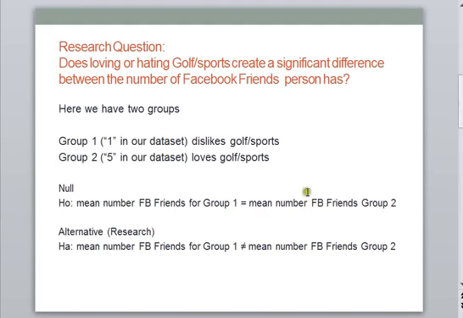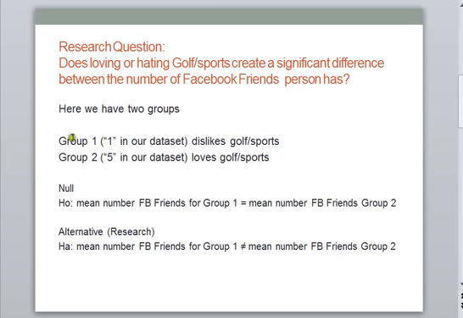Remember, the null hypothesis always has the equal sign. It's the status quo, and it assumes that there's no significant difference between your two research groups. My alternative or research hypothesis, HA, is that there is a difference. That the mean number of Facebook friends for my first group, the people who don't like sports, is actually not going to be the same as my mean number of Facebook friends for the people who do like sports. Kind of an interesting question.